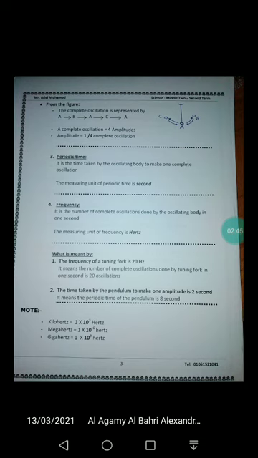This unit of frequency, as we said, is hertz, and may be in many units like kilohertz, which equals 1 times 10 power 3 hertz, or megahertz, equal 1 times 10 power 6 hertz, or gigahertz, which equals 1 times 10 power 9 hertz. These are the measuring units of frequency.